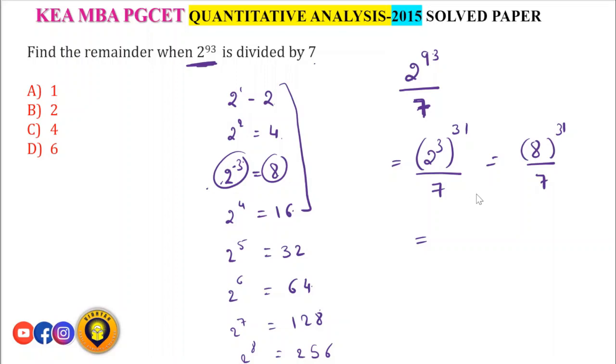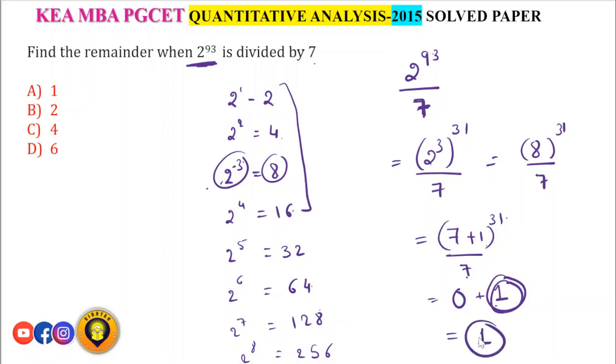How to solve this? 8 to the power 31, I can write it as 7 plus 1 to the power 31, divided by 7. See, 7 to the power 31 divided by 7, remainder will be 0. Correct? 1 power 31 will be 1. 1 divided by 7, remainder will be 1 itself. So what is the final remainder? Final remainder is 1. That is option A.